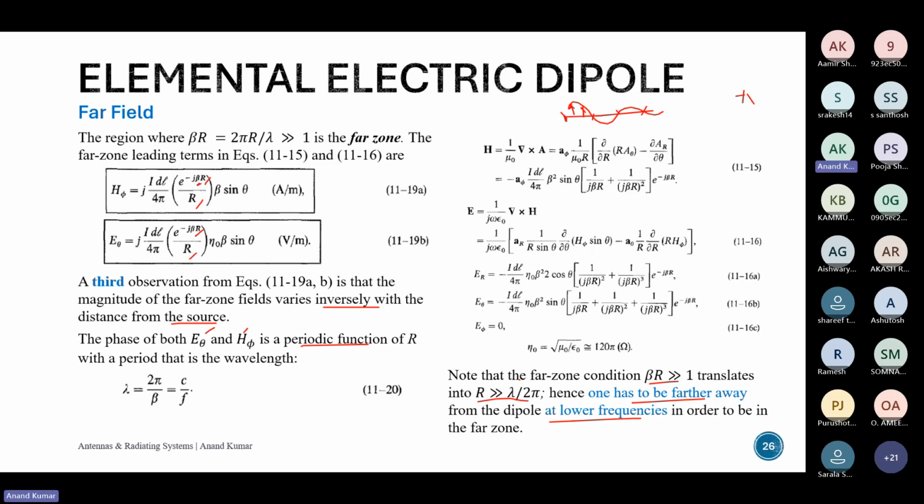Okay, so we'll pause again over here and take questions. We have 4 or 5 more slides to go. Any questions on near field, far field, and what we went through over here, the expressions for E and H?